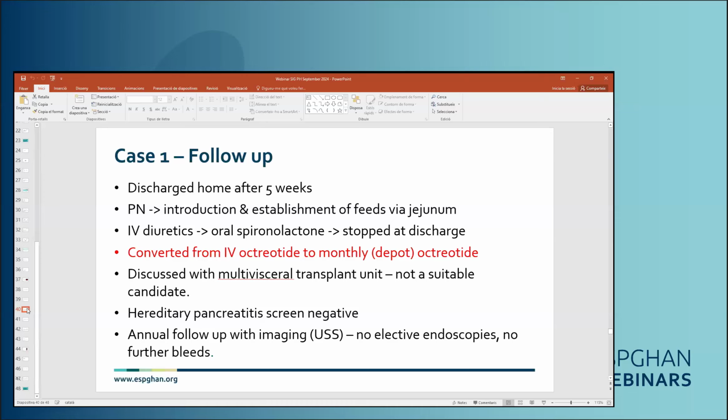His hereditary pancreatitis screen came back completely negative, so we're really at a loss as to what had triggered this episode of pancreatitis. And certainly he'd been in hospital in and out throughout his life, so there wasn't a case of him getting something exogenously.